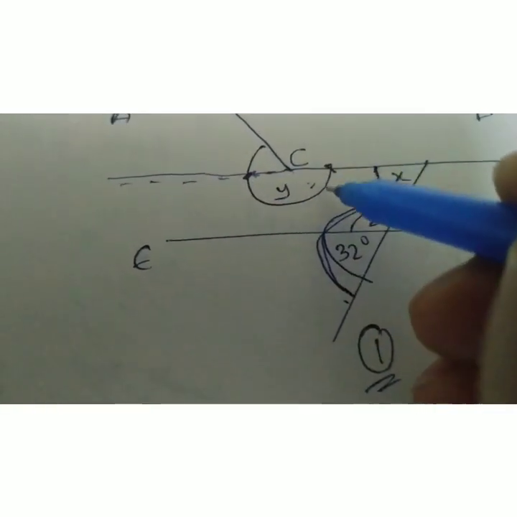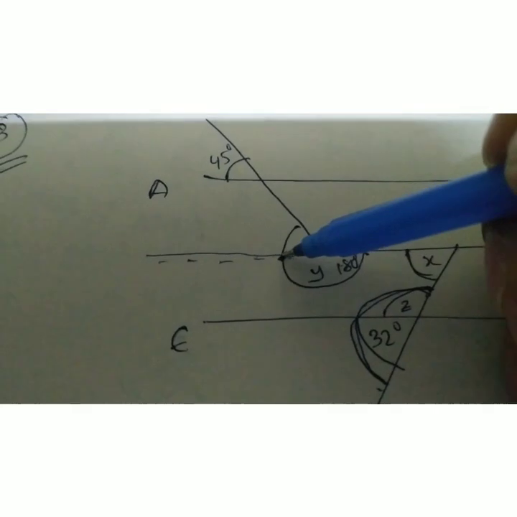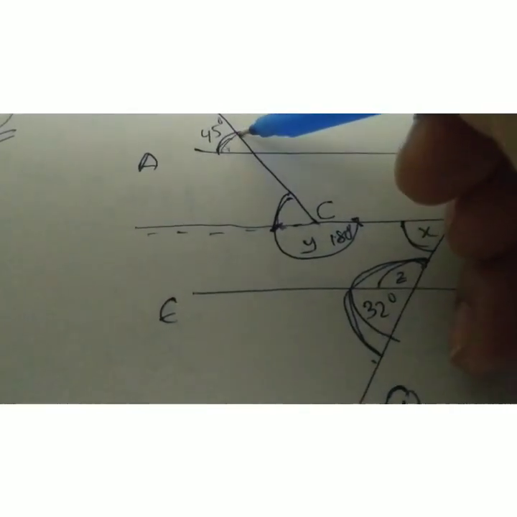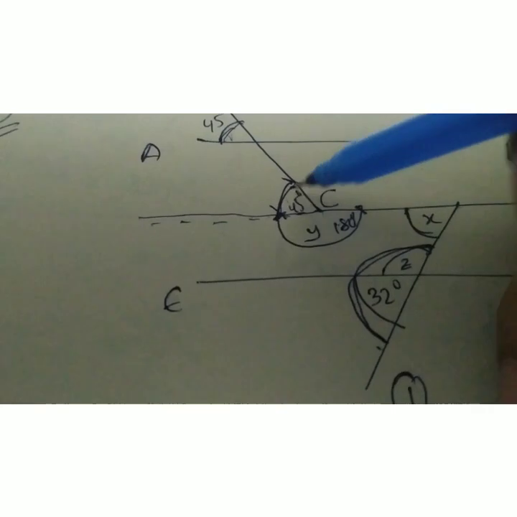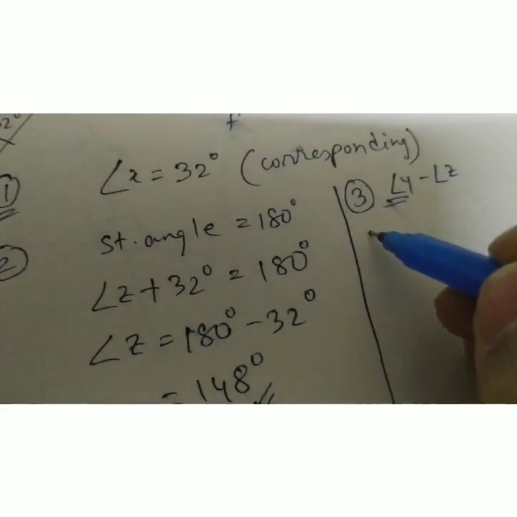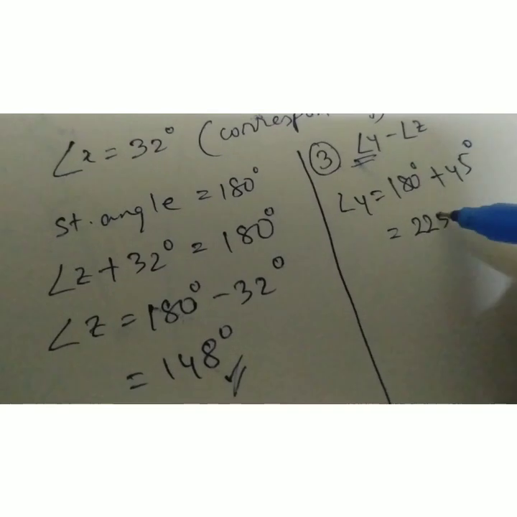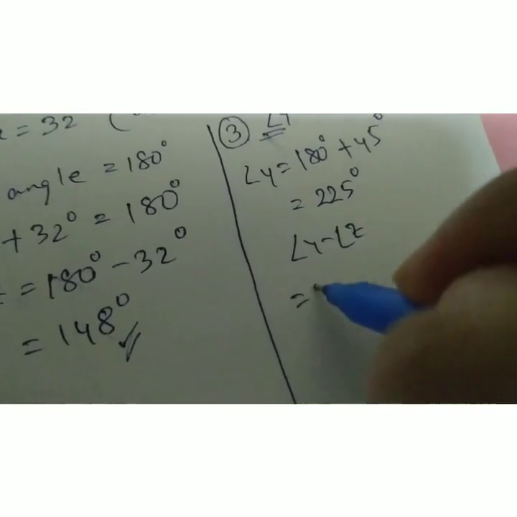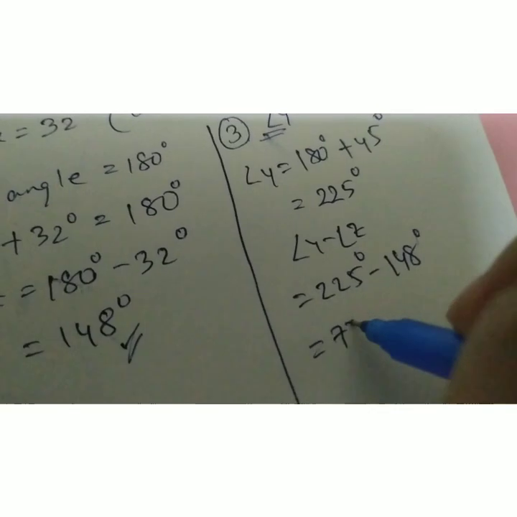Okay, so from this part to this part, this is actually what? A straight angle, correct? So we know this is 180 degree, and if we drag the straight line, if you see this angle and this angle, same angles over a straight line, what do we say? These are corresponding angles. So from this portion to this portion, it's actually 45 degree, right? And from this portion to this portion, this is 120 degree. So angle Y is actually 180 plus 45, that is 225 degree. Okay, so now if we subtract angle Y minus angle Z, we get 225 minus 148, that is 77 degree.